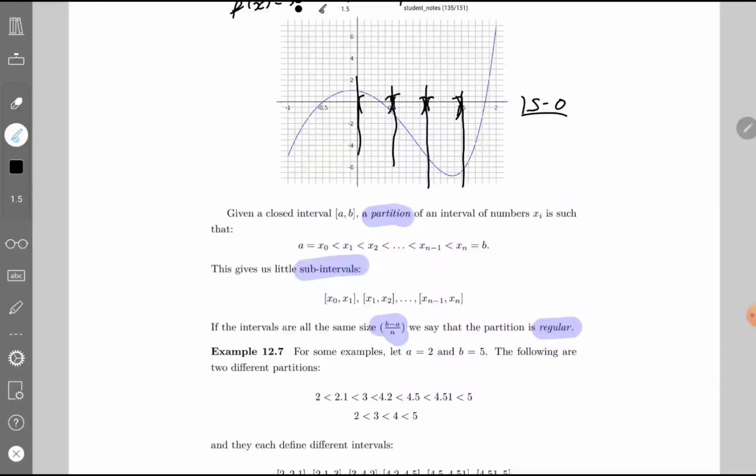We have 0, 1, 2, 3, so divided by 3. So we have 1.5 divided by 3. This is just 0.5. And notice how, in fact, our intervals here are exactly 1/2. So this is a regular partition. Let's look at some examples.